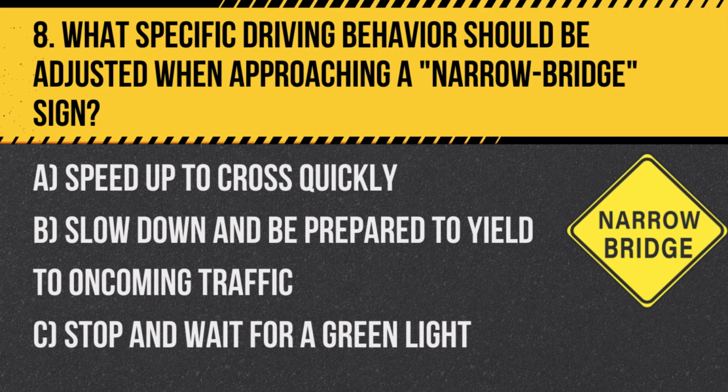Question 8. What specific driving behavior should be adjusted when approaching a narrow bridge sign? A. Speed up to cross quickly. B. Slow down and be prepared to yield to oncoming traffic. C. Stop and wait for a green light.